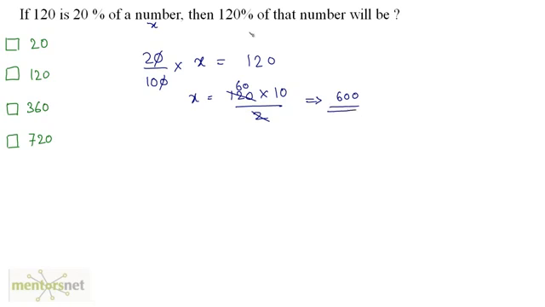Now we have been asked 120% of this number. So 120% of this number will be equal to 120 upon 100 times this number, which is 600, and that is equal to, I cancel out the zeros, so 120 times 6, and that is 720. So the answer is option D.